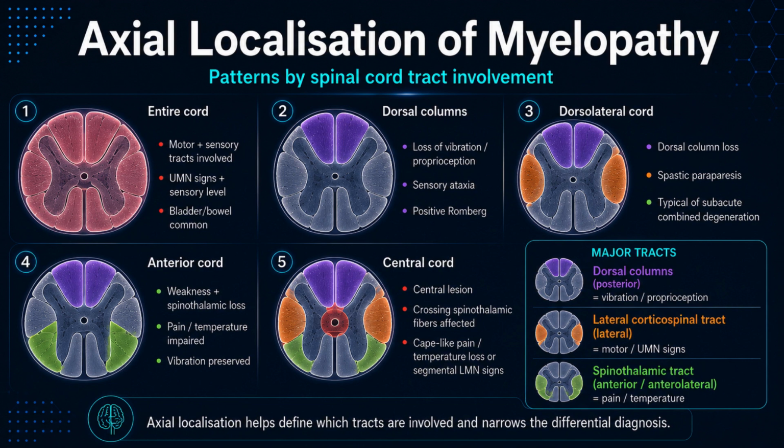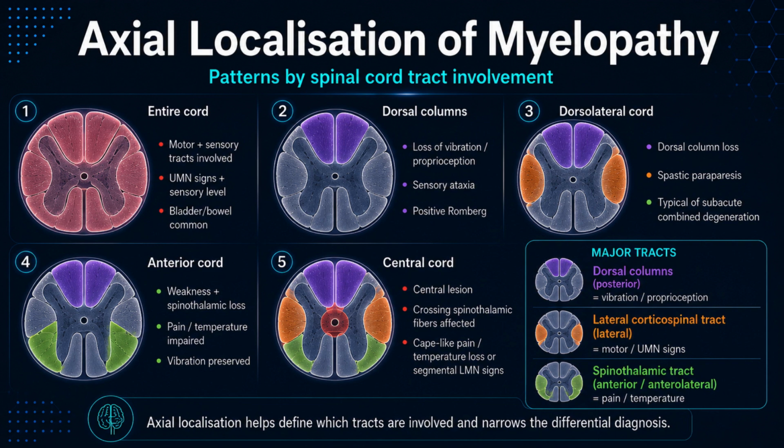After identifying myelopathy, the next step is axial localization within the spinal cord. Different tract patterns produce different clinical syndromes. Involvement of the entire cord causes combined motor, sensory, and autonomic features. Dorsal column lesions mainly affect vibration and proprioception, causing sensory ataxia and a positive Romberg sign. Dorsolateral cord involvement affects both the dorsal columns and lateral corticospinal tracts, producing sensory loss with spastic weakness.